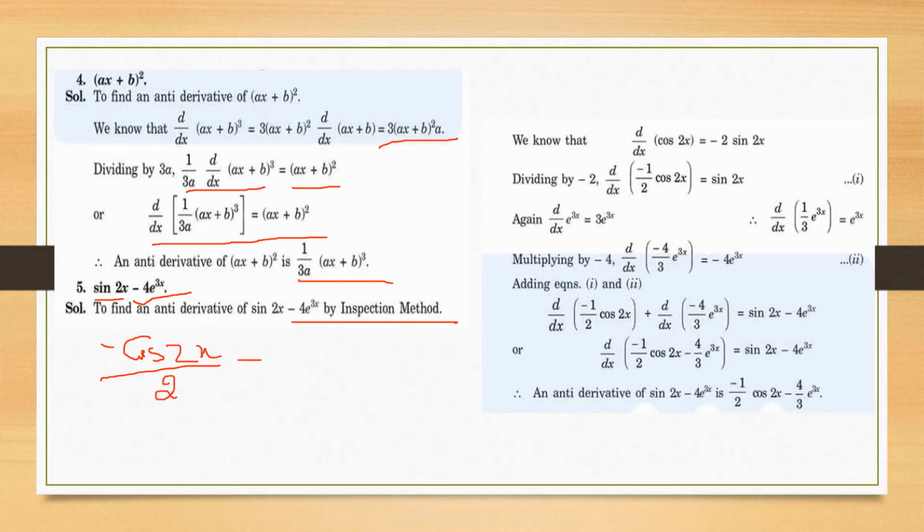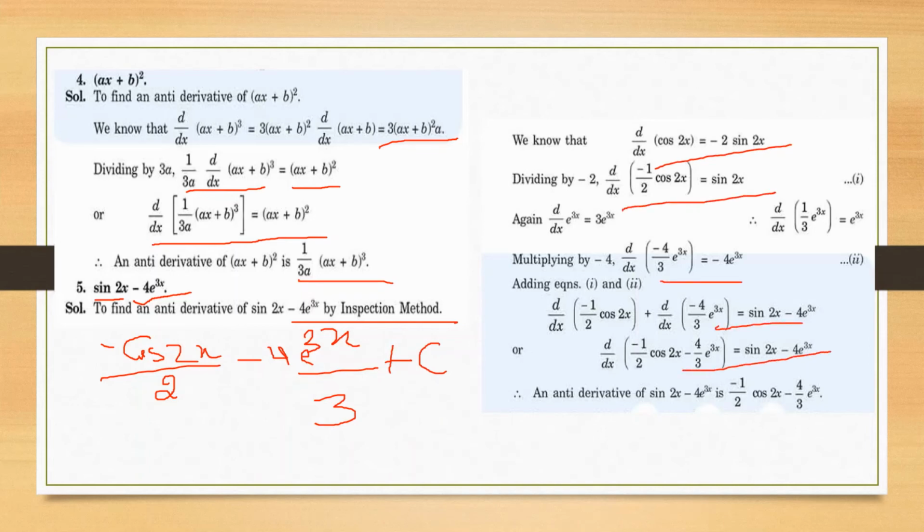e raised to power 3x has the same integral as e raised to power x, and you have to divide by the d/dx. d/dx of 3x is 3, so you have to divide by 3 also, right? And plus c definitely, because the constant of integration is required in case of an indefinite integral. So this is how, by the method of inspection, you can cover it. But generally methods are not required; you can just directly integrate.